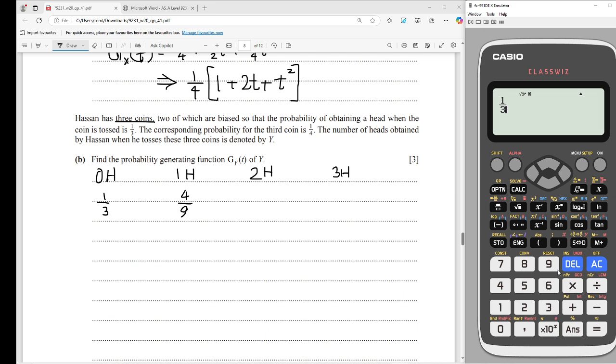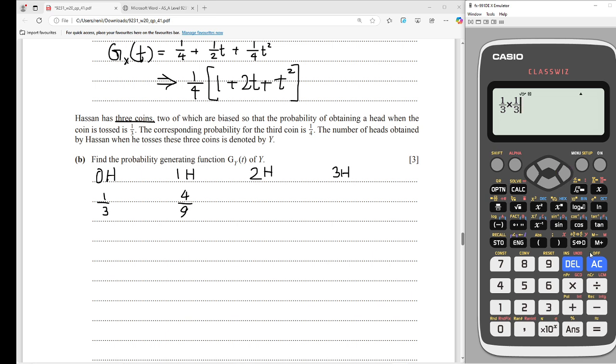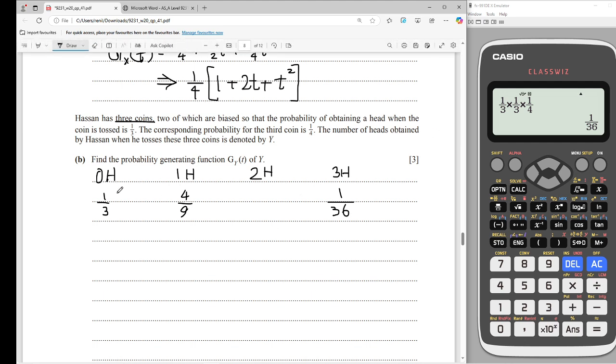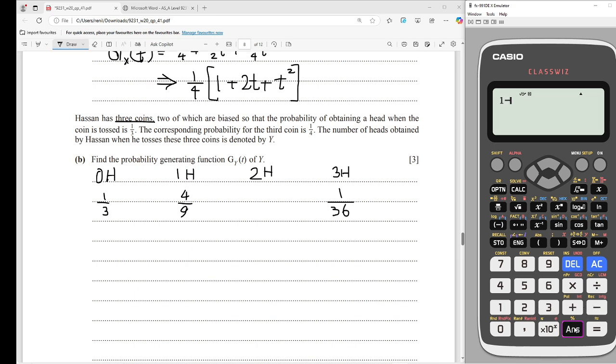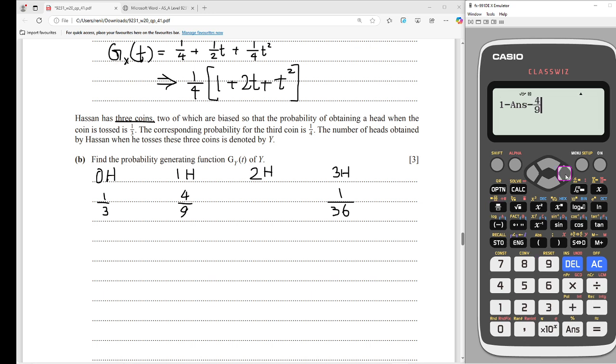Probability of getting a head in the first one is 1 by 3. Same thing goes for the second coin as well. And for the third coin, it's actually 1 by 4. You get here 1 by 36. So how do we calculate the probability to get 2 heads? It's simple. All the probabilities combined will give 1. Therefore, 1 minus 1 by 36 minus 4 by 9 minus 1 by 3. This should give us the probability of getting 2 heads, which is 7 by 36.